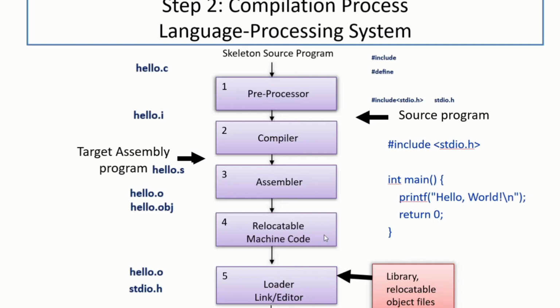The relocatable machine language code acts as an input for the linker and loader. The linker links the relocatable code with the library files and the relocatable objects, and the loader loads the integrated code into memory for execution. The output of the linker and loader is the equivalent machine language code for the source code. The linker combines the object file hello.o with the required system library files such as stdio.h. The final result is an executable file, that is hello.exe in Windows or a.out in Linux or Mac OS.